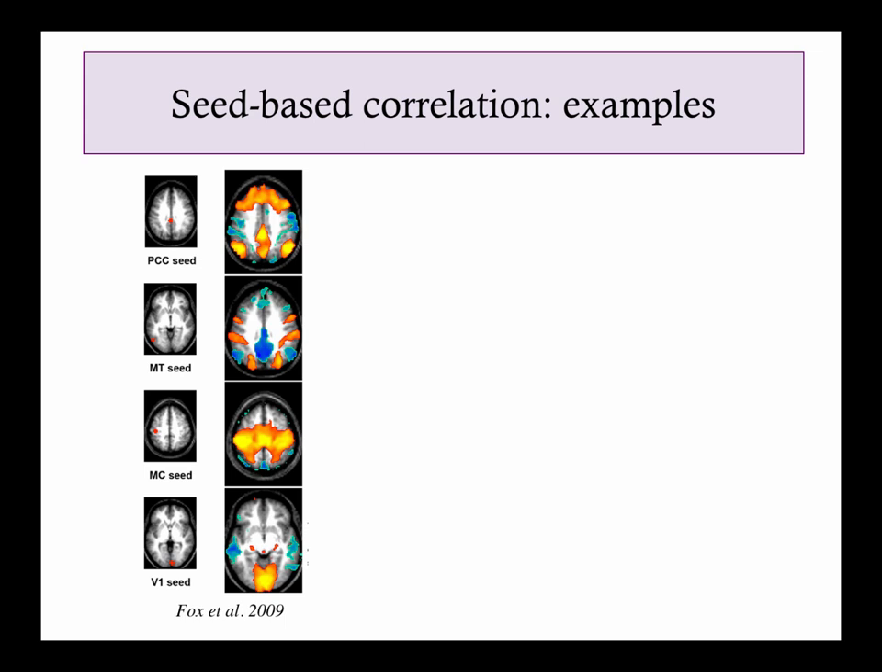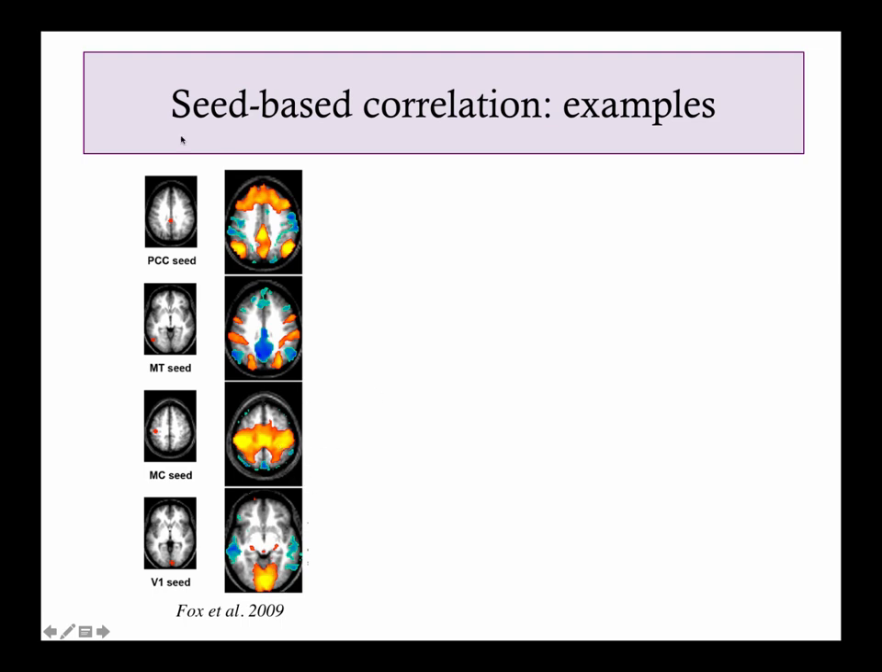So these are a couple of examples of seed-based maps using several different seeds. This was a seed in the PCC, where you can see that it produces a map that looks a lot like the default mode network. And if you use seeds in the motor or the visual cortex, you also get motor or visual areas as expected.